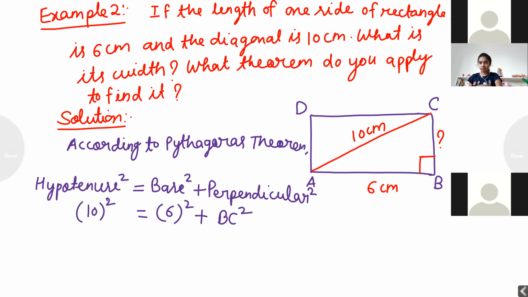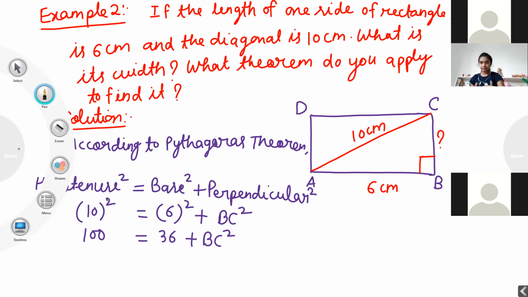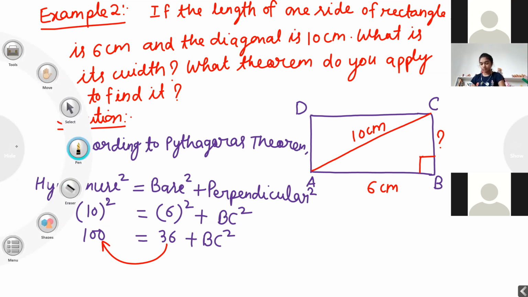Now 10 square means 100, is equal to 6 square means 36, plus BC square. Now 100 and 36 are both like terms. 36 is saying I don't want to be this side, I want to go that side. Why does he want to go that side? Because his friend is on this side. Plus the quantity becomes minus. BC square is equal to 100 minus 36.